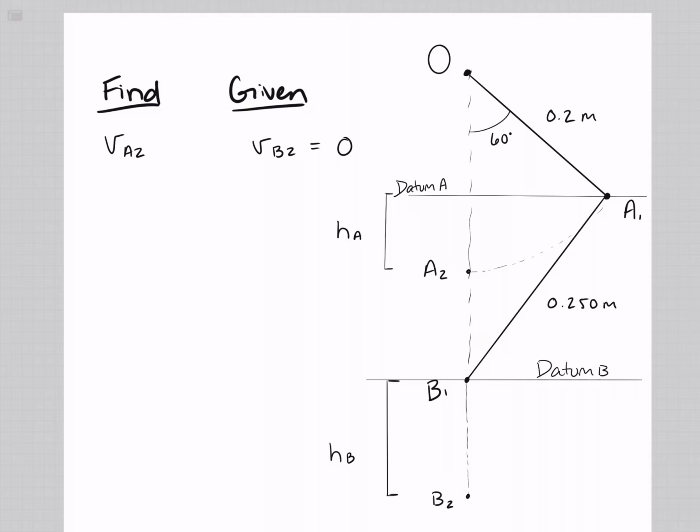First, let's solve for the heights. For h of A, you have this total distance of 0.2 is going to come down here. So we'll have a 0.2 minus this distance here, which is the cosine of that 60. So it'll be minus 0.2 cosine of 60.